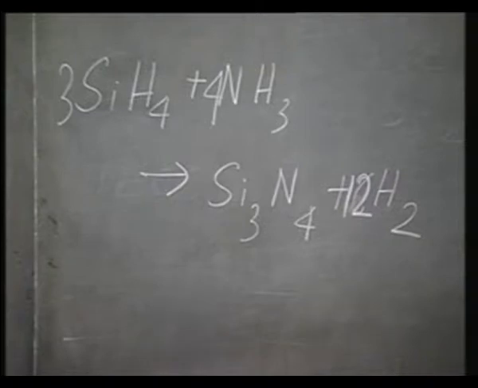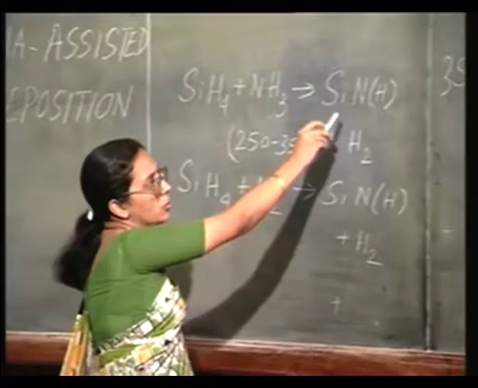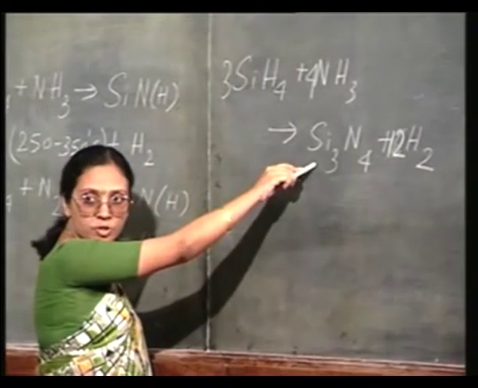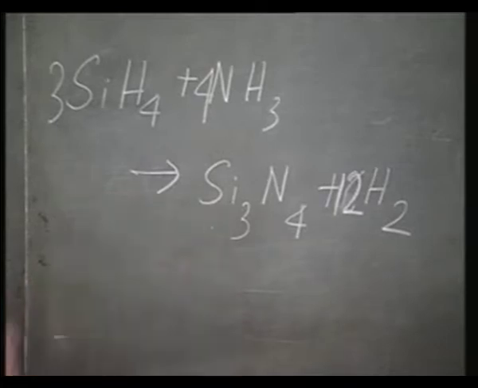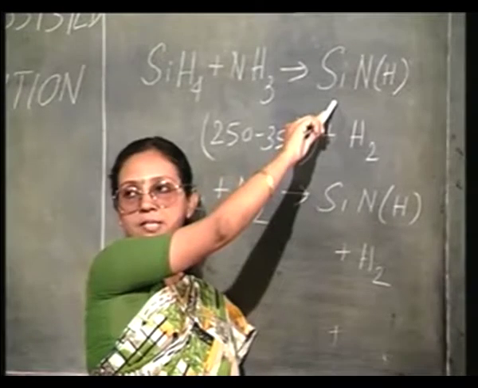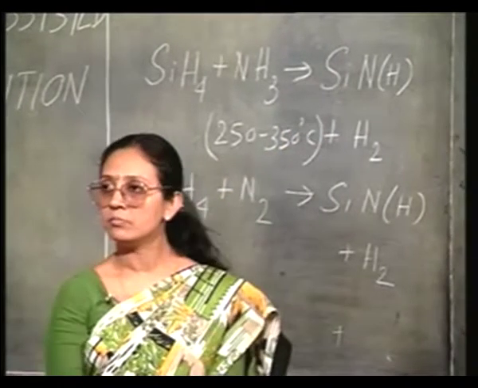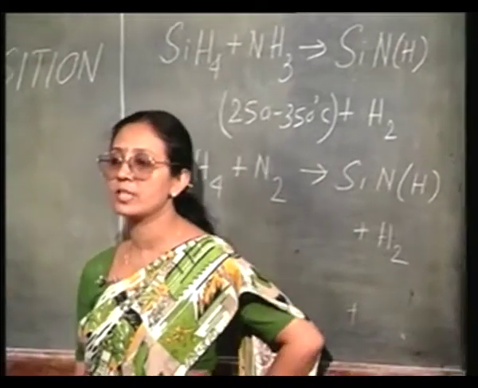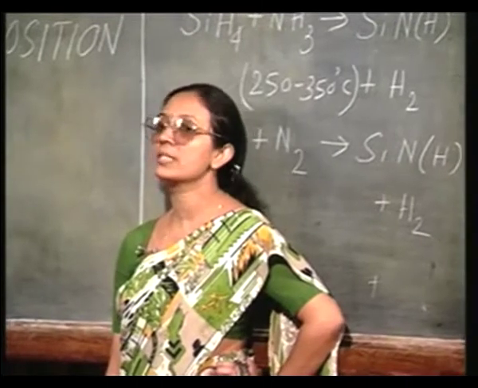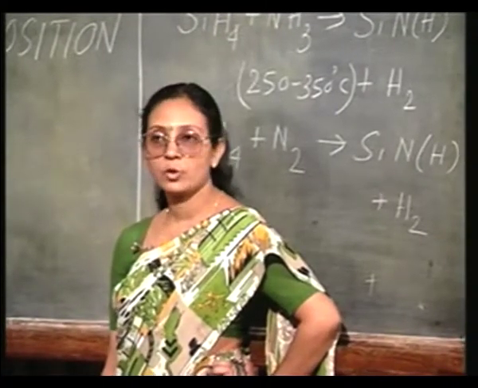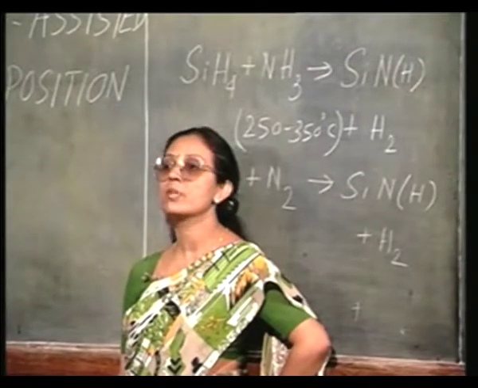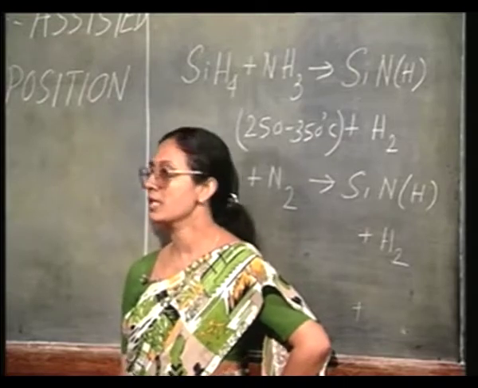Very similar reaction, you see, silane plus ammonia. The only difference is that if I have chemical vapor deposition without plasma, then I have stoichiometric silicon nitride Si3N4, whereas if I have plasma assisted deposition, I have some SiN with a lot of hydrogen. But apart from this minor difference, there is basically no difference in these two reactions. In both cases, I have silane reacting with ammonia in order to give silicon nitride and hydrogen as byproduct.